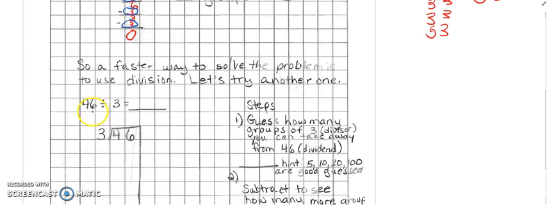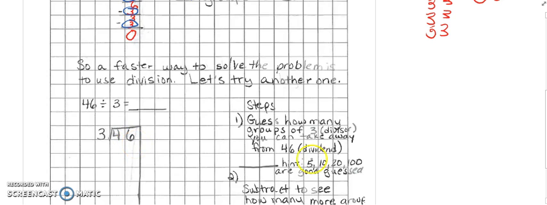Because let's say I had 46 and I want to take out groups of 3. I don't want to subtract out 3 and 3 and 3 and 3. I'm going to run out of room on my paper. So I'm looking over here at the steps, and it says the first thing we need to do is see how many groups of 3 can we take away from 46. Well, I know I could take at least one group, because that would be 3. If I took out 2 groups of 3, wouldn't that be 6? I could definitely do that.